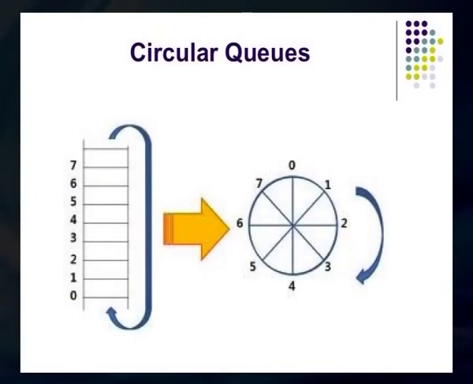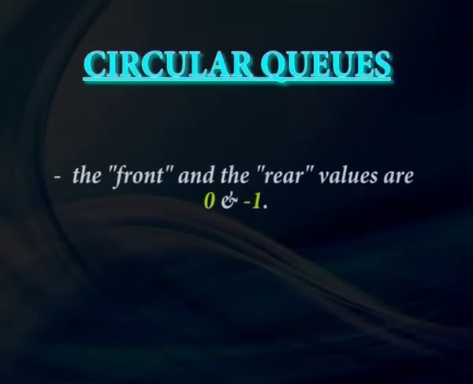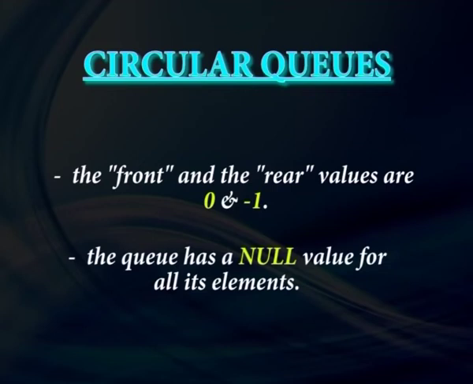Both the front and the rear pointers wrap round to the beginning of the array. Such queues are called circular queues. Circular queues are better than normal queues as they effectively use the memory space. Initially, when a circular queue is empty, the front and rear values are 0 and -1 respectively, and the queue has a null value for all its elements.